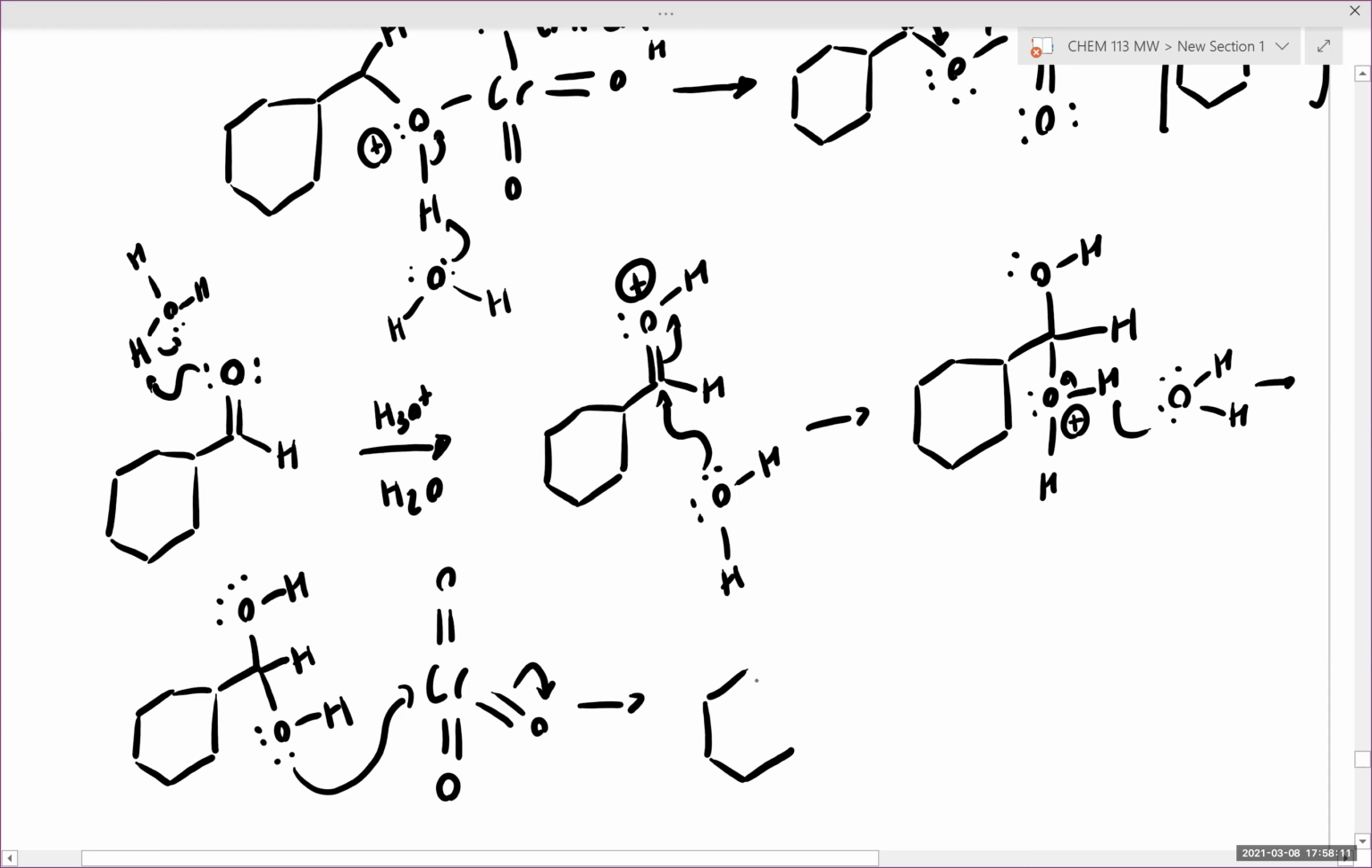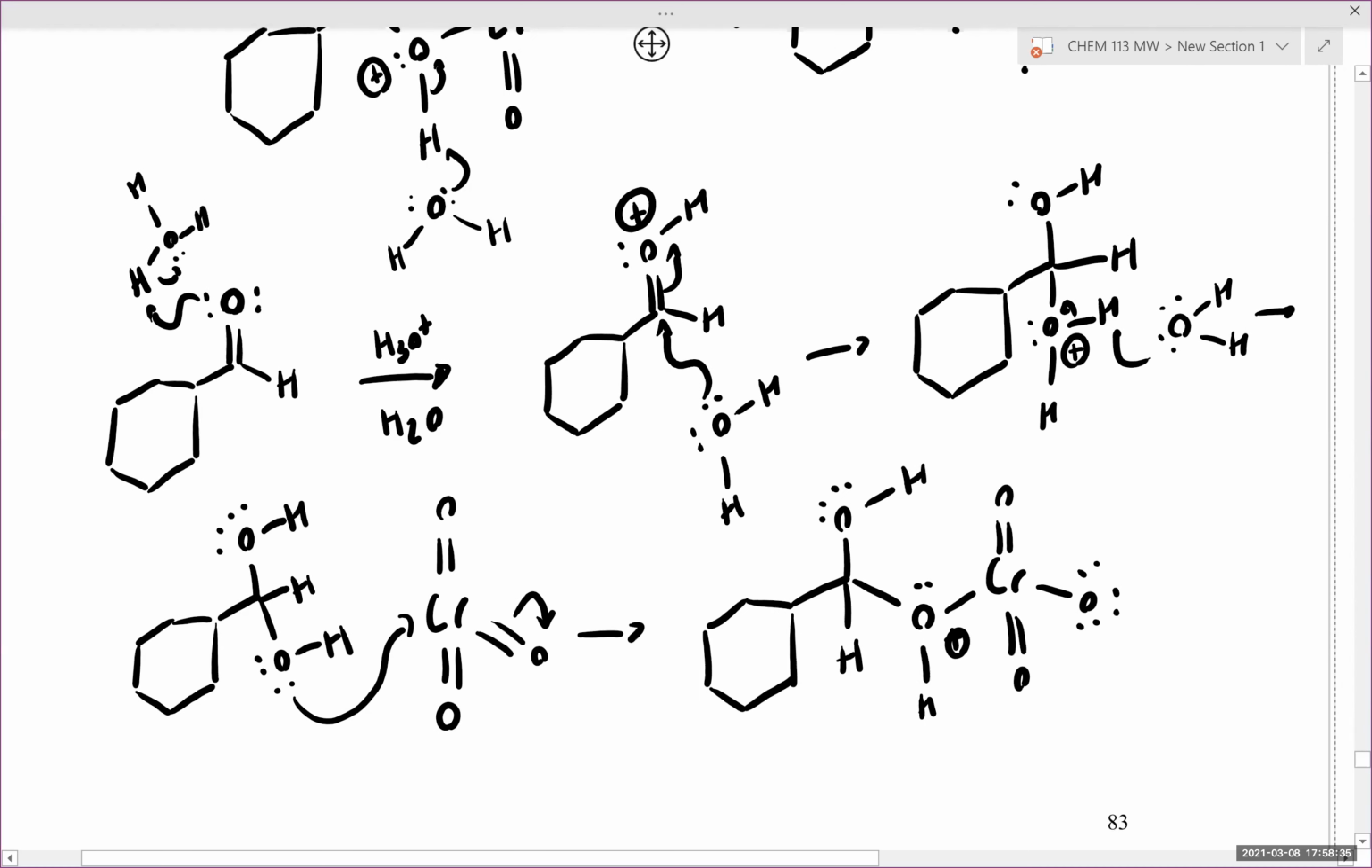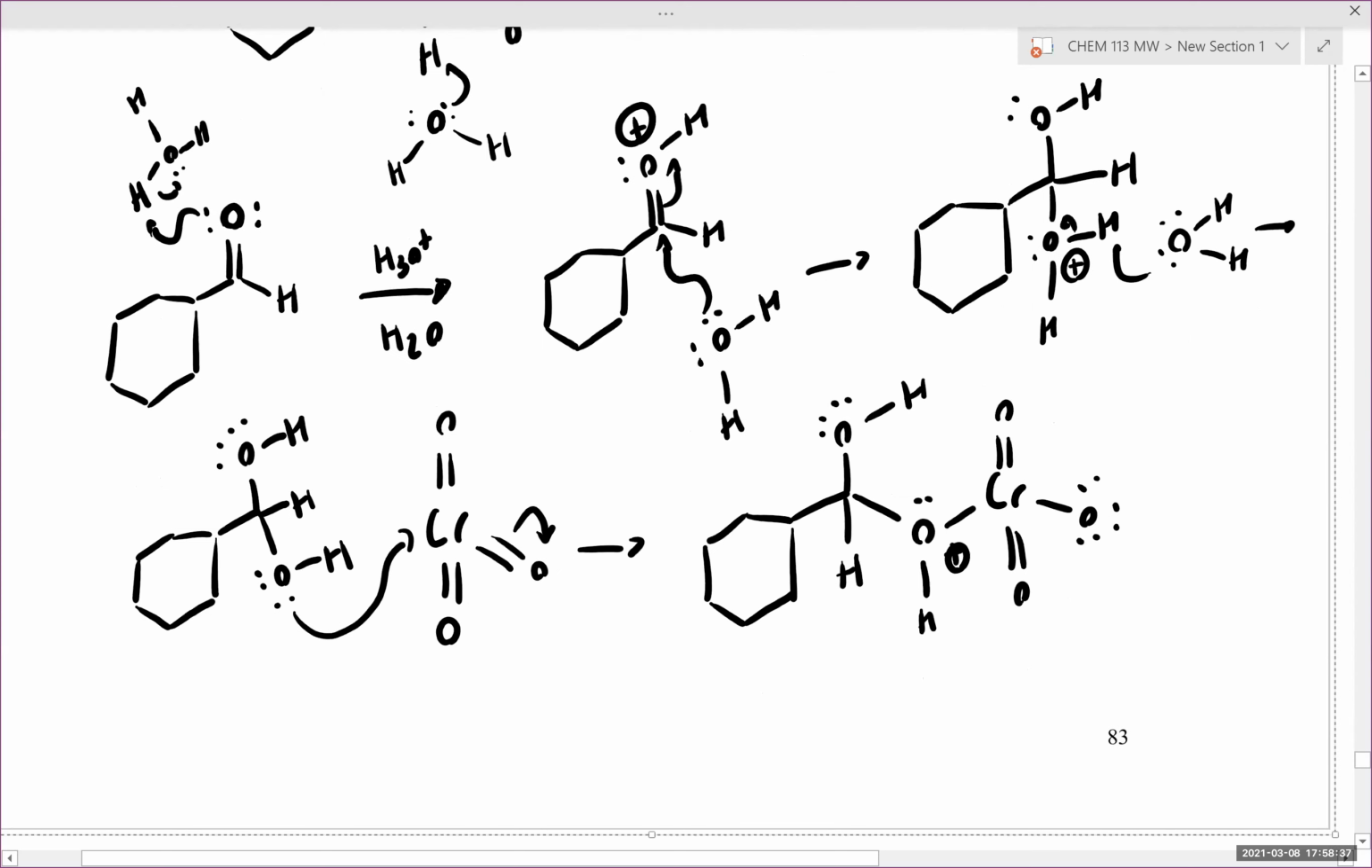Perfect. And now, just like before, we're doing a sequential oxidation. So we have our hydride equivalent. We have our chromium species. So what's the next step? What's the next step in this oxidation?